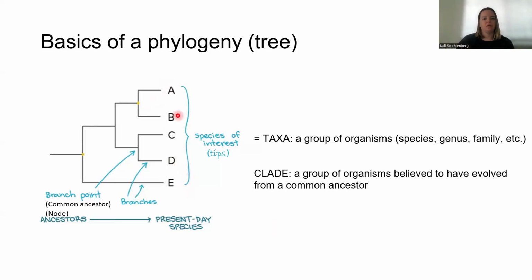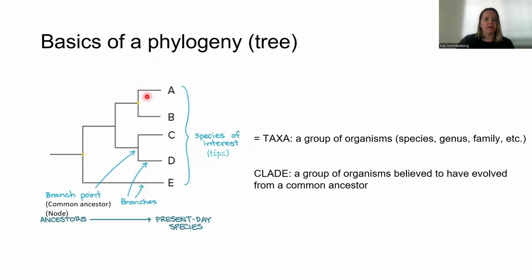Over here on the right-hand side of the phylogeny are our species of interest, known as the tips of the tree. These are our taxa of interest. As we mentioned earlier in the course, taxa are any group of organisms, whatever you're studying. That could be species, genera, families, whatever realm we are looking at, that is what we're talking about with these species of interest.